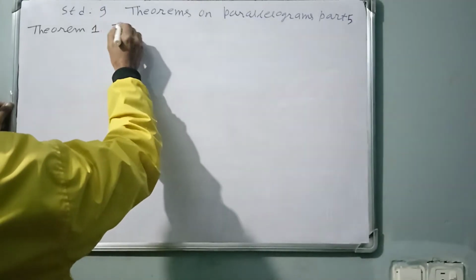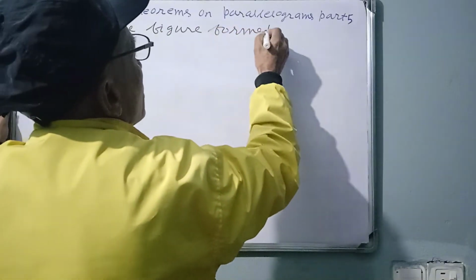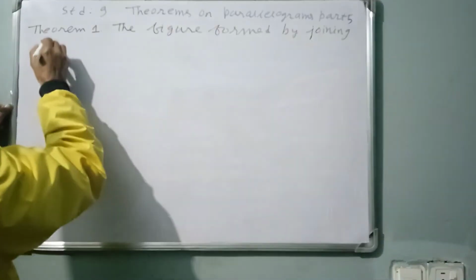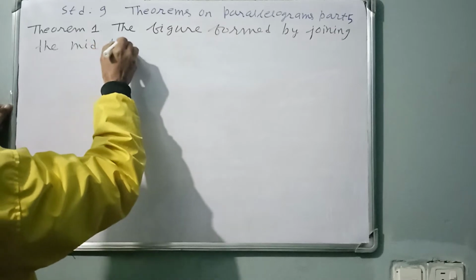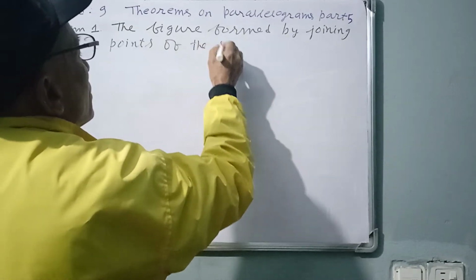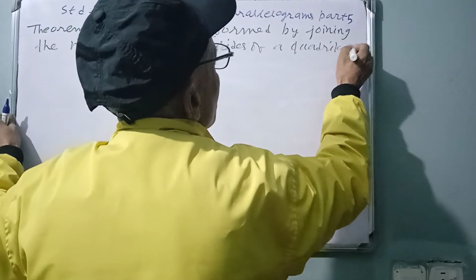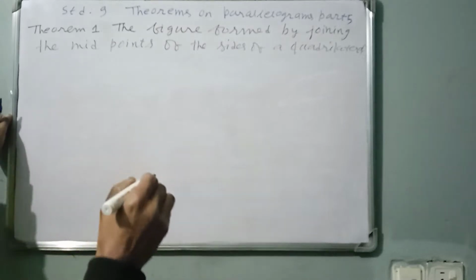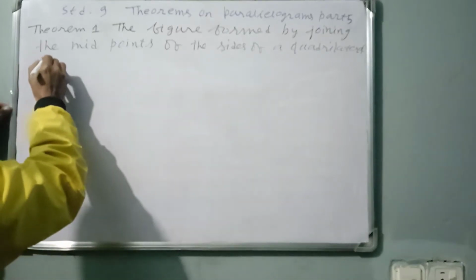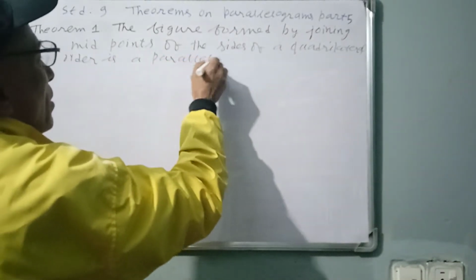See, the figure formed by joining the midpoints of the sides of a quadrilateral, the figure formed by joining the midpoints of sides of a quadrilateral in order is a parallelogram.